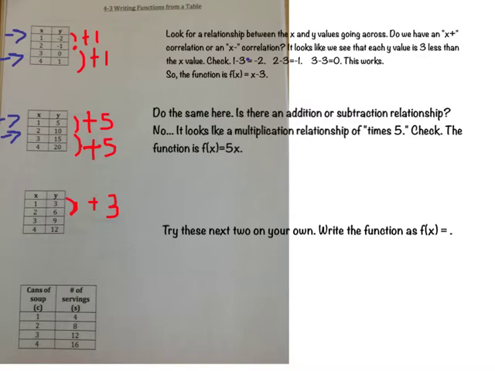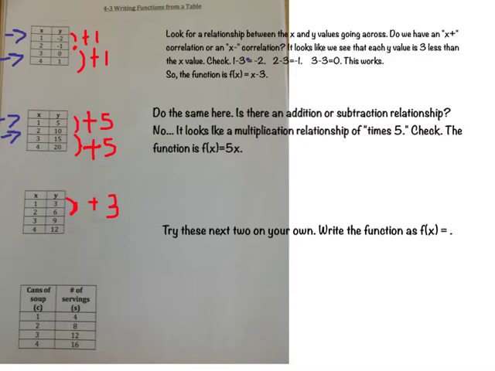Do the same for the second one. You'll notice that each x value again is going up by 1. In this case, the y values are going up by 5. So is there a relationship from 1 to 5? Well, we could add 4, but 2 plus 4 won't get you to 10. So is there a multiplication rule? Looks like 1 times 5 is 5, 2 times 5 is 10, 3 times 5 is 15. So the function here is f of x equals 5x, or y equals 5x.